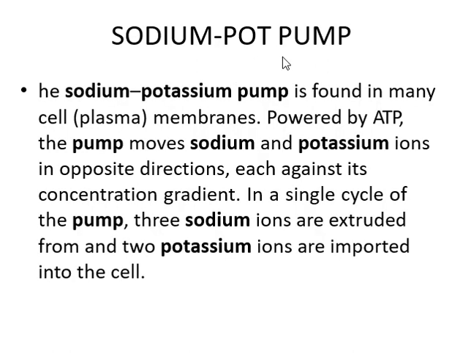Sodium potassium pump. The sodium potassium pump is found in many cell membranes. The cell membrane is also called the plasma membrane. It is powered by ATP. The pump moves sodium and potassium ions in opposite directions, each against its concentration gradient. In a single cycle of the pump, 3 sodium ions are extracted from the cell and 2 potassium ions are imported into the cell.